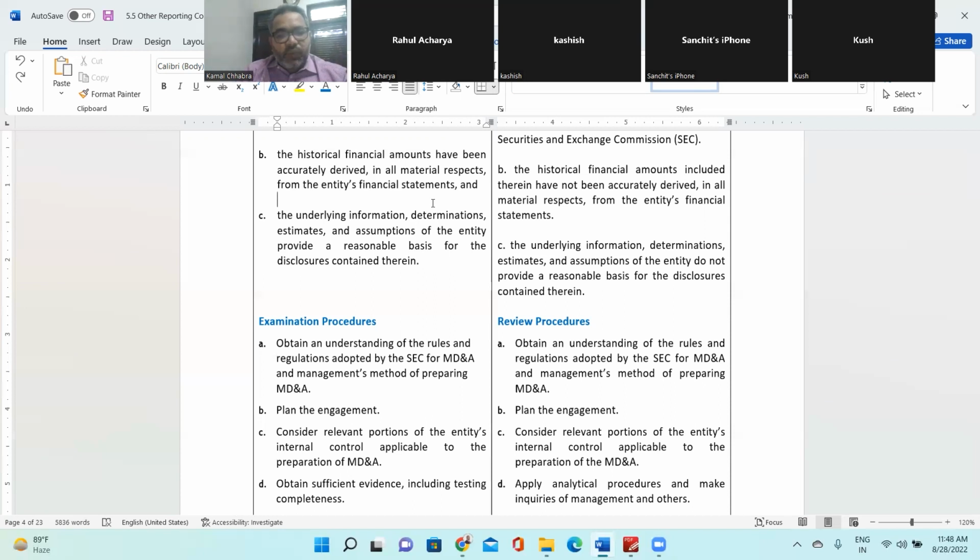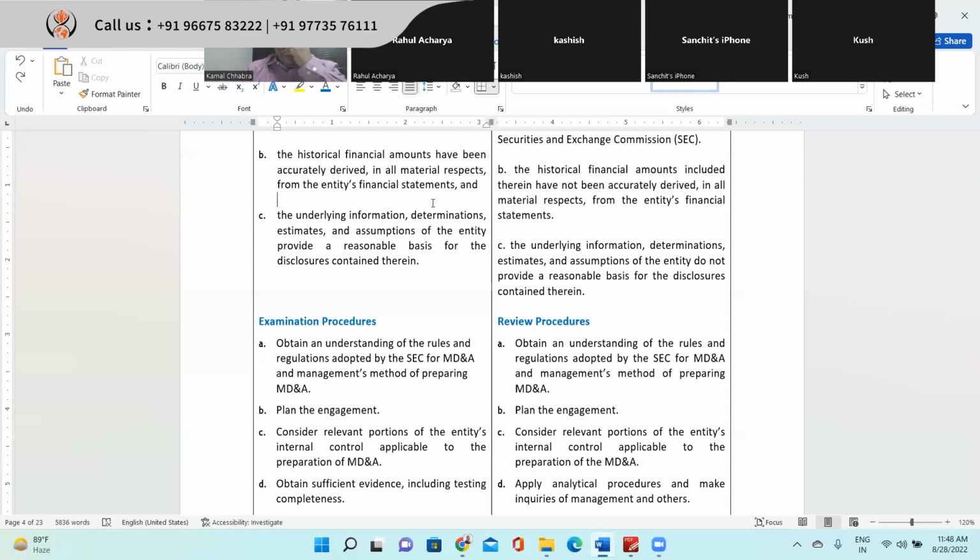C point is that the underlying information, determinations, estimations and assumptions of the entity provide a reasonable basis for the disclosures contained therein. So whatever assumptions you are taking should provide a reasonable basis for the disclosure of the respective amounts. So those are the key objectives of the examination of the MD&A, right?